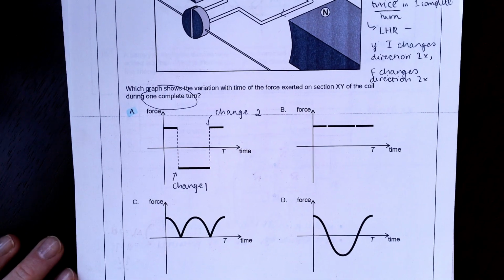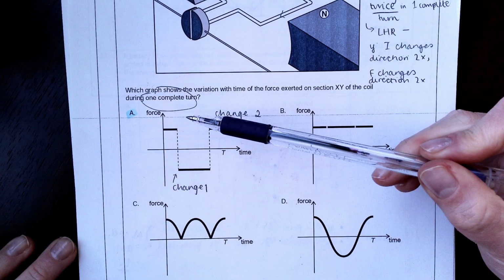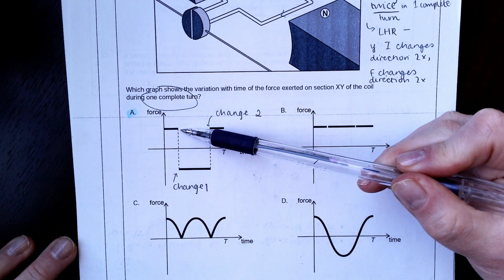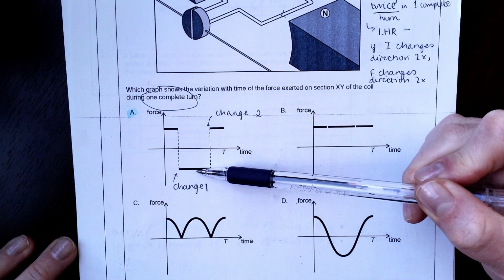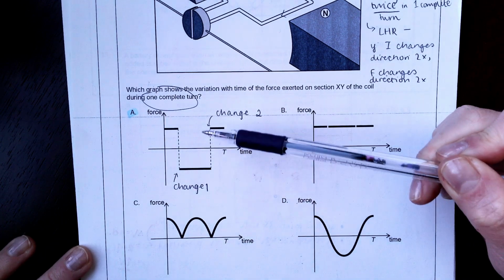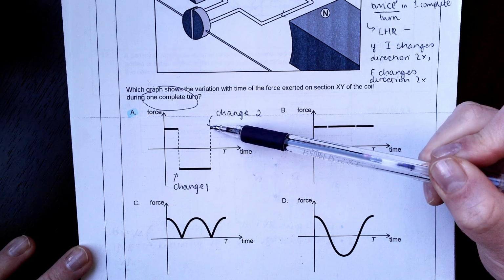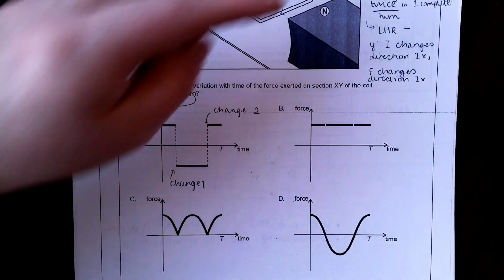Okay? Direction is shown by positive and negative. So I have positive force direction. It changes, so that's change 1 after flip halfway around the coil. Sometime later, it changes from negative to positive again. That's change number 2. And so the answer is A.